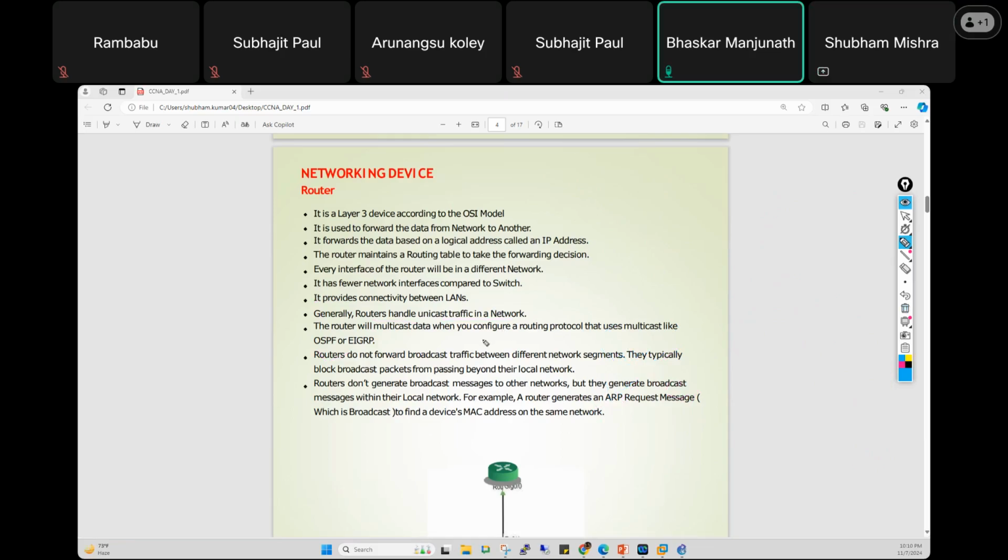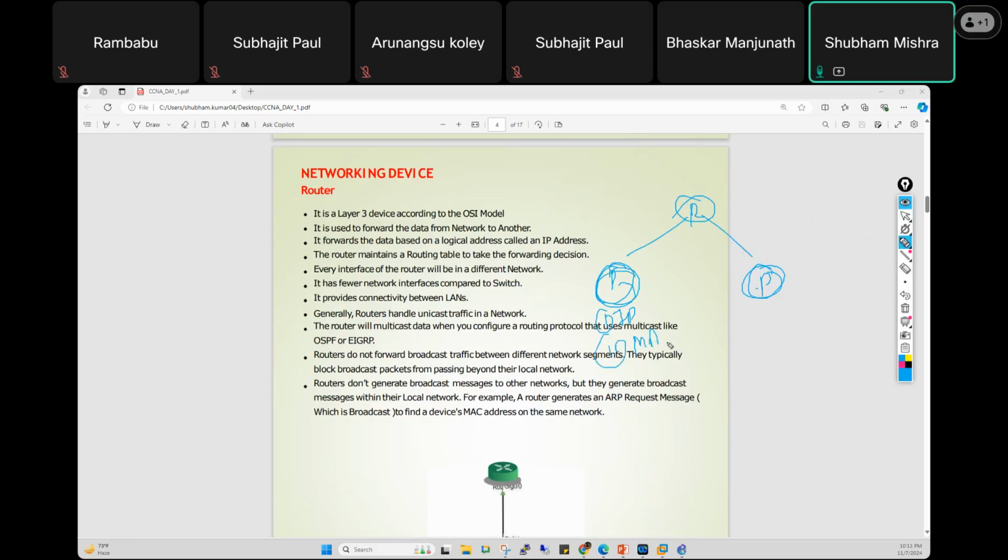Now, sir, at which time is the router sending the broadcast? For example, if this is the PC and this is the PC and this is the router, if this PC wants to communicate with this PC, definitely this PC needs two things. One is the IP address and second one is the MAC. Yes or no? Yes, sir.